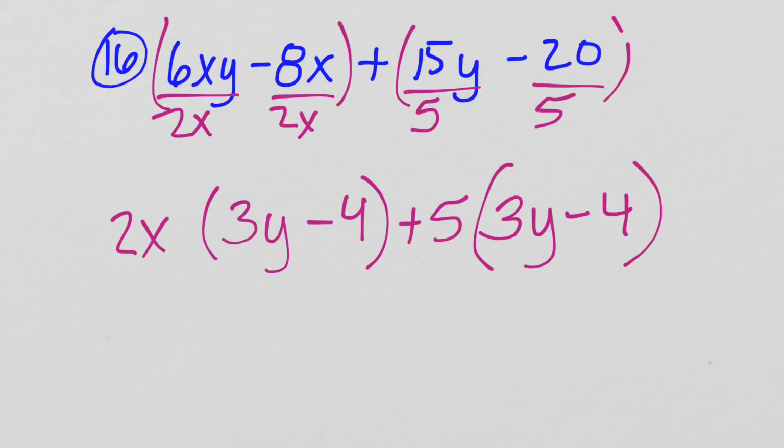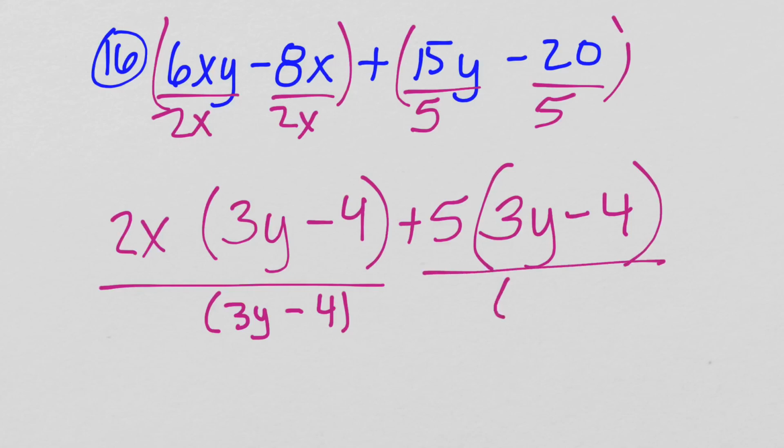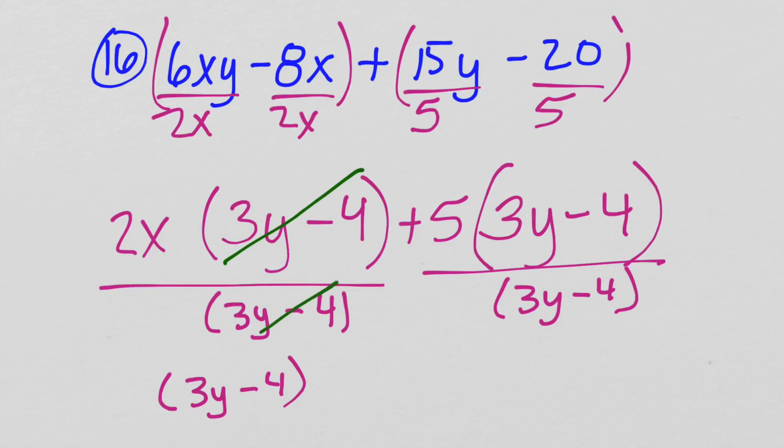Now, you're going to notice that I'm going to look at these and I'm looking for something that matches. So what matches? The 3y minus 4 and the 3y minus 4. So I'm going to put 3y minus 4 down in my answer. Now, these two are identical on the top and the bottom, so they cancel out. These two are identical on the top and the bottom, so they cancel out.